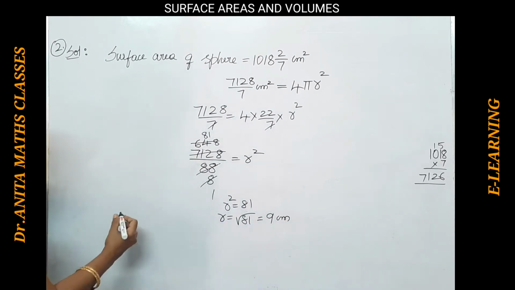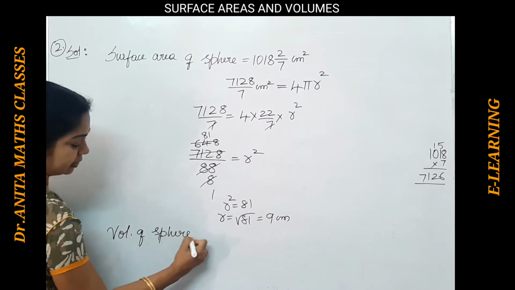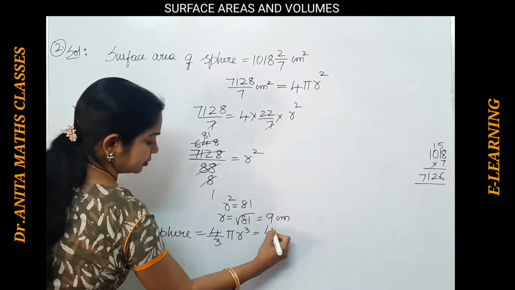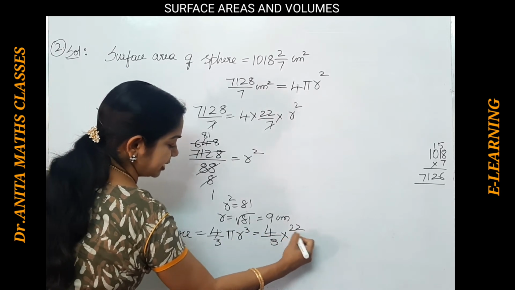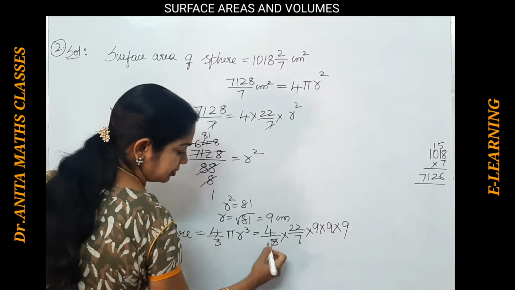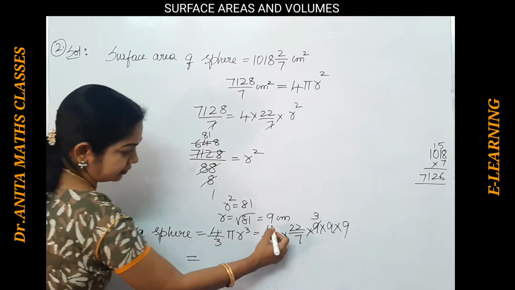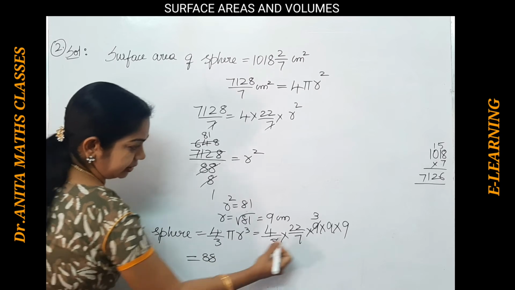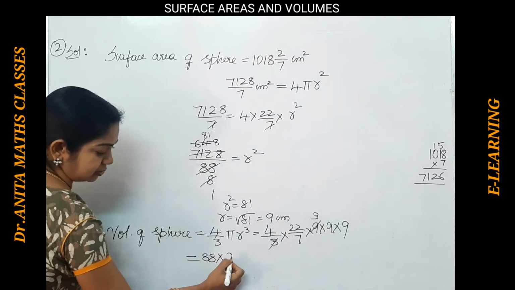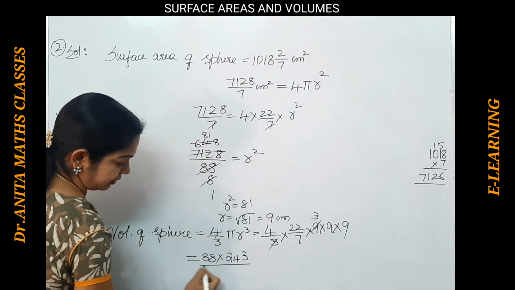Now we have to find the volume. So the volume of sphere equals to 4/3 pi r cube. So we will substitute the values 22/7 where r is 9. So cancel off this 3 ones 3, 3 nines. So what is left over here? 88. Here 9 nines 81. 81 3s is 243. Yes, divided by 7.